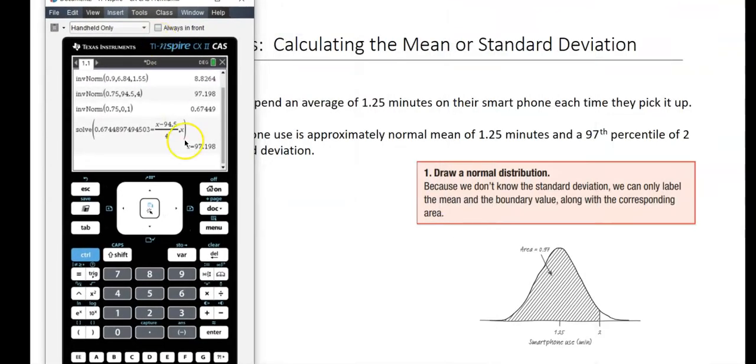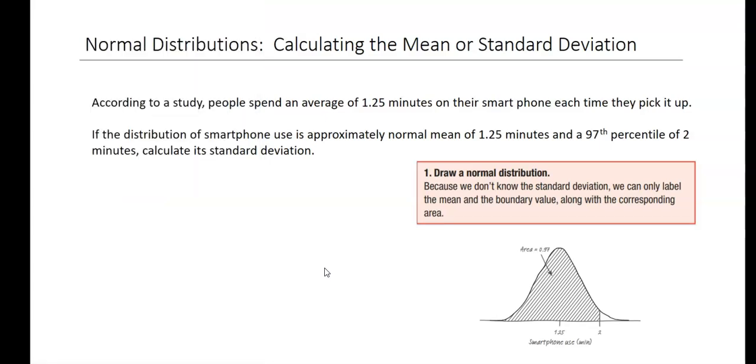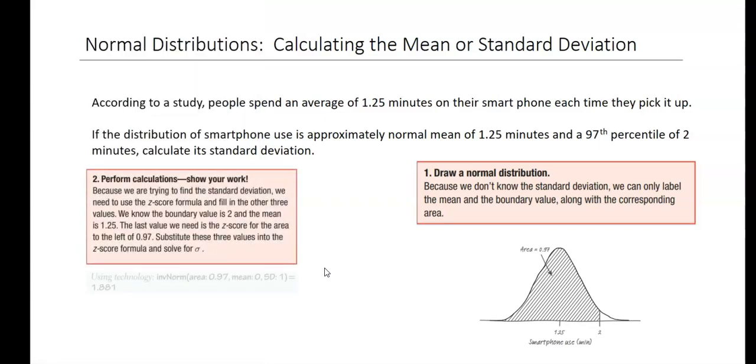So I think we need to do inverse norm with the 0.97 to get the z-score. I think that would be right, menu 653. So with 0.97, I get a z-score of 1.88. So now I know the value, I know the z-score, I know the mean, but I don't know the standard deviation. So at that point, you would plug into the formula.